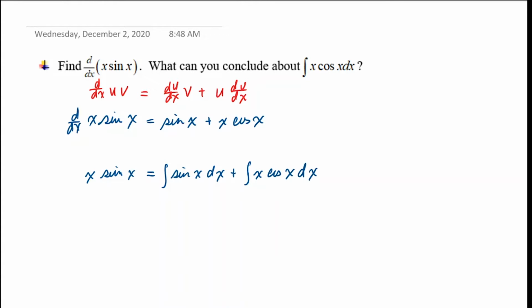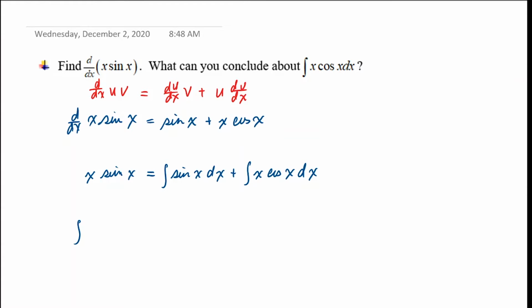Once you write it like that, remember we are trying to figure out what this is. This is the antiderivative of something times something, which we don't know how to do, while this one we know what to do. This, of course, is already figured out. You see how nice that is? So let's solve for this now.